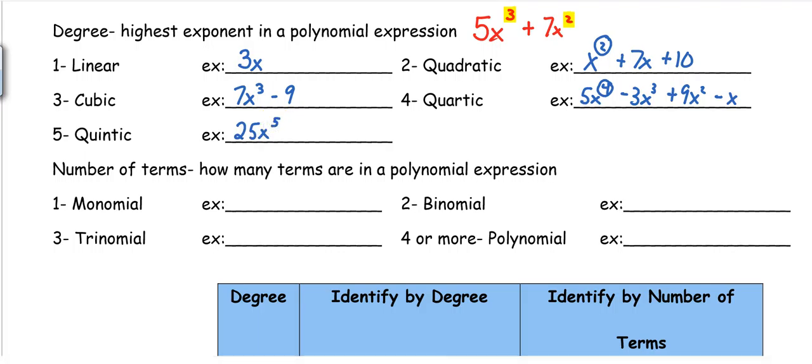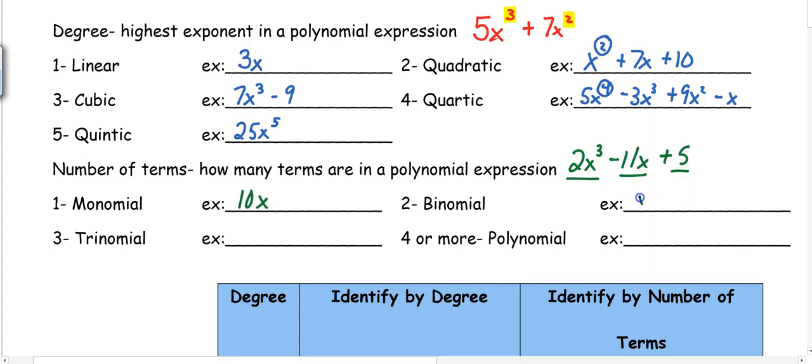The other way to identify is by number of terms. So a term is separated by a plus or minus sign. So for example, if we have something that's 2x cubed minus 11x plus 5, this would have 3 terms. So a monomial means it only has one term, for example, 10x. A binomial has 2 terms, for example x to the 3rd minus 27.